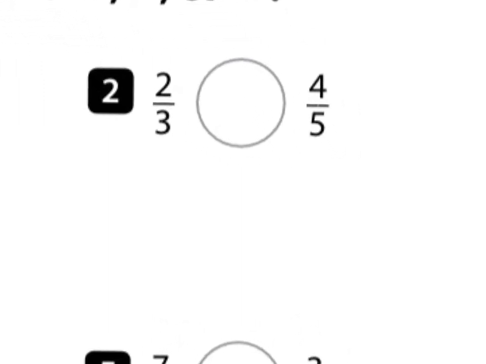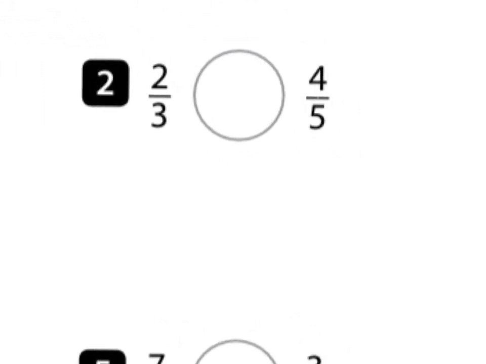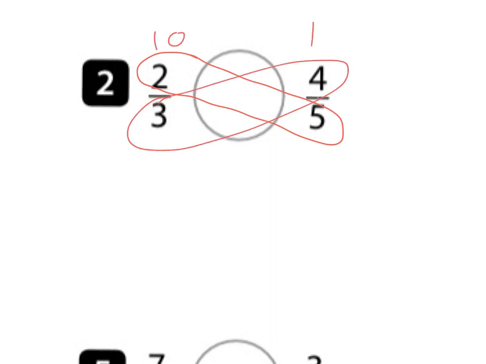All right, number 2. 2/3 compared to 4/5. All right, on this one, I'm going to use the butterfly again. 2 times 5 is 10. 3 times 4 is 12. 10 is less than 12. So 2/3 is less than 4/5.